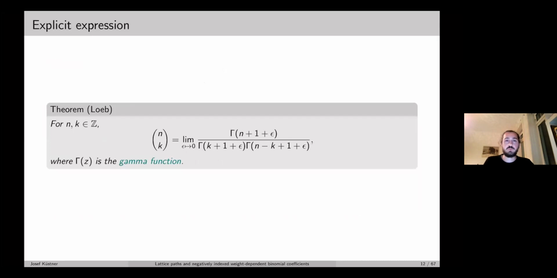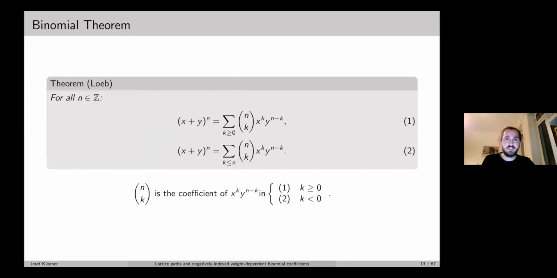And Loeb, who introduced this kind of binomial coefficients, he also gave an explicit formula in terms of gamma functions, but I just wanted to show it to you. It's not so important for us now. So one has to take the limit because otherwise one would have negative values for the gamma functions, and that's not good, I would say. The second one here, where k is smaller or equal to n. So it goes from n to -infinity.